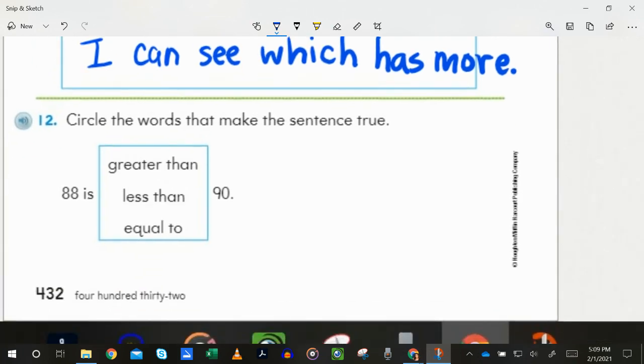And then number 12, circle the words that make the sentence true. 88 is greater than, less than, or equal to 90. It is less than. So if that's what you circled, then you get the star.